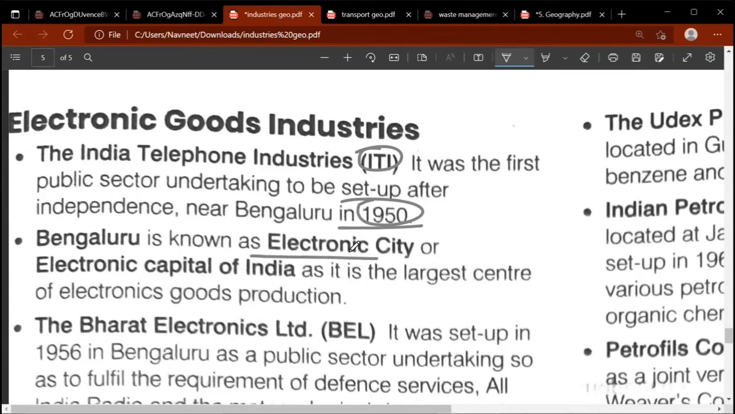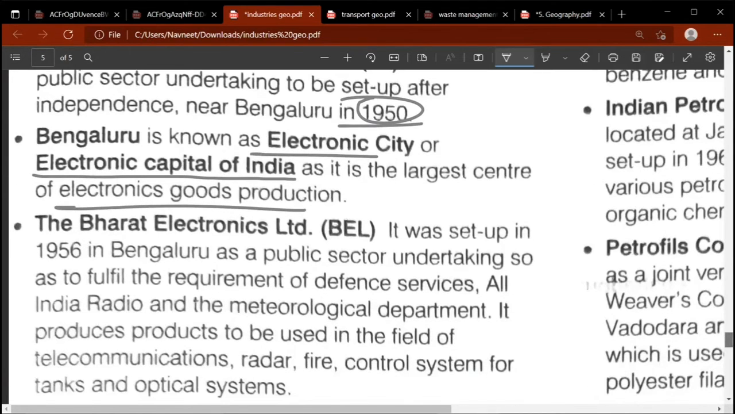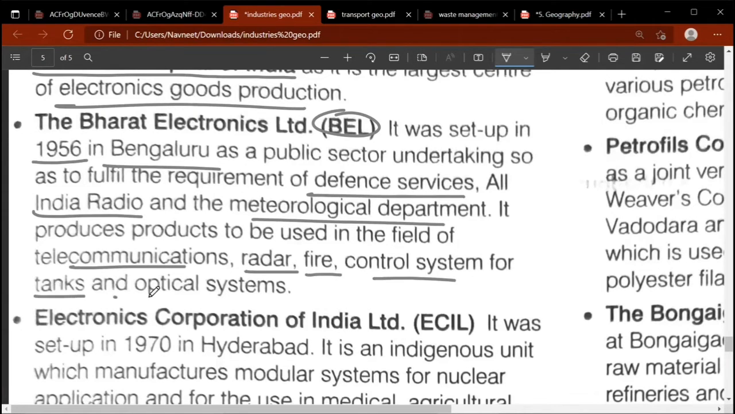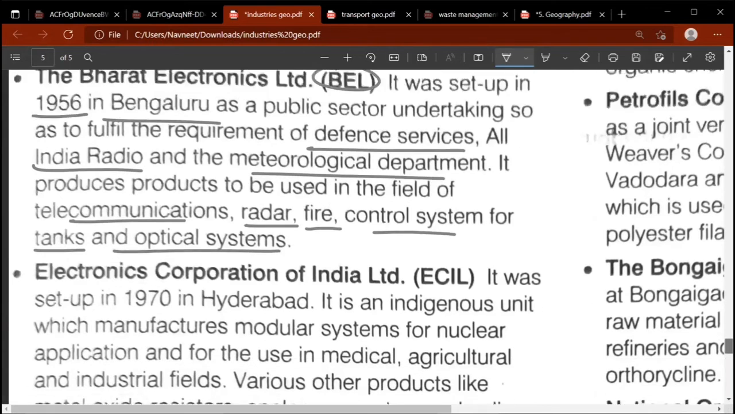Bengaluru is also known as the electronic city or the electronic capital of India, as it is the largest center of electronic goods production. Then you have the Bharat Electronics Limited, BEL. It was set up in 1956 in Bangalore as a public sector undertaking so as to fulfill the requirements of defense services, All India Radio and the Meteorological Department. It produces products to be used in the field of telecommunications, radar, fire control systems, tanks, and optical systems. Now let's move on to the next industry.